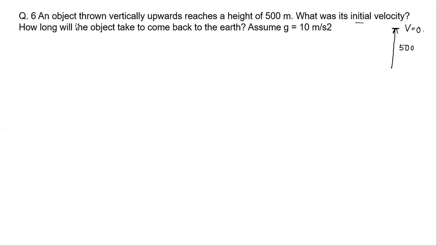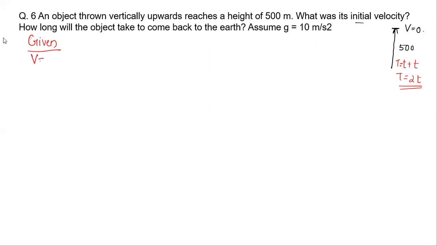We want to find out the initial velocity and how long the object will take to come back to the earth. How long will it take to come back to the earth means time taken to go up plus time taken to come down. That is total time t is equal to, we know time taken to go up and time taken to come down are same. We have proved in the previous video. So total time taken will be equal to 2t. So first we will find out the initial velocity. First we will write what is given.